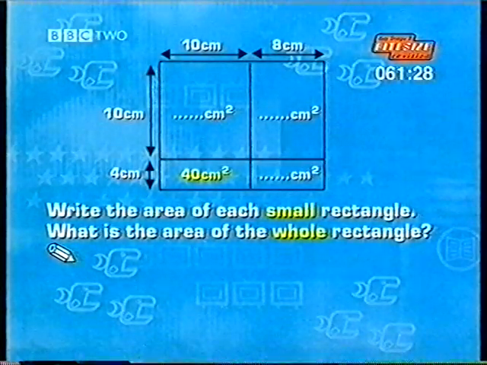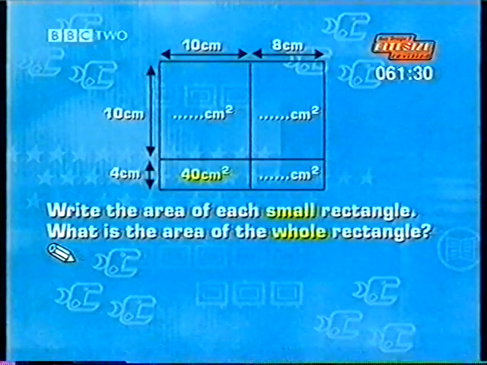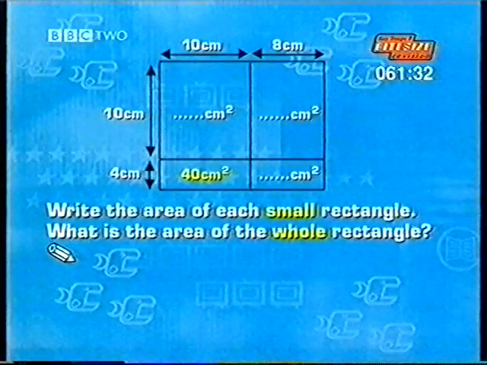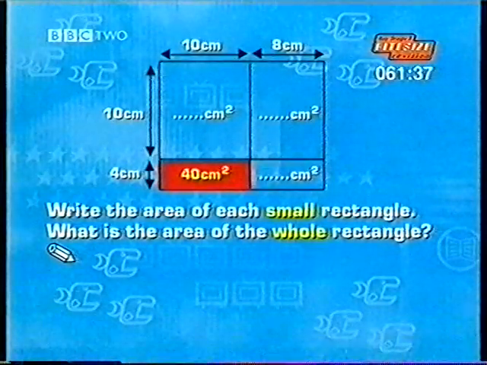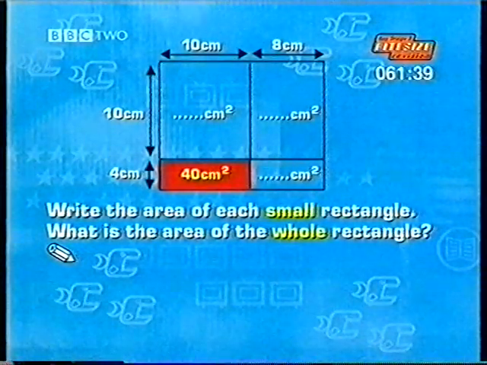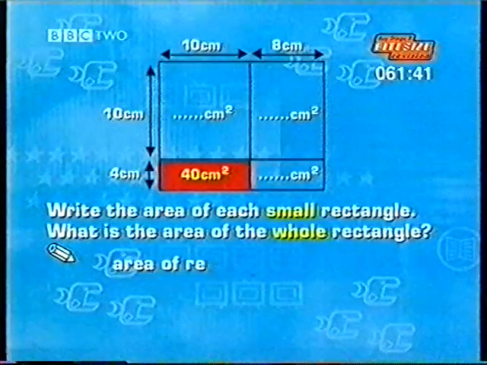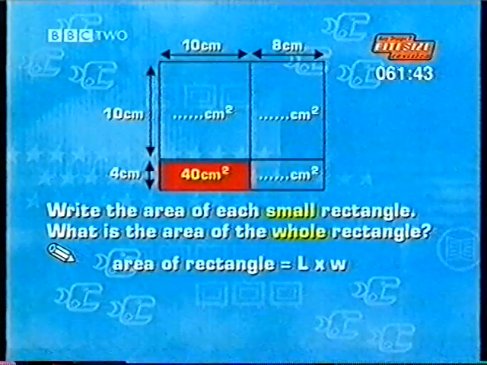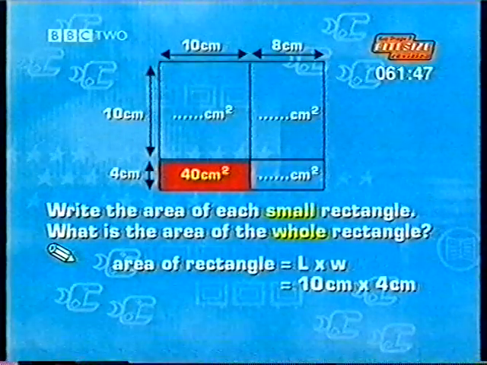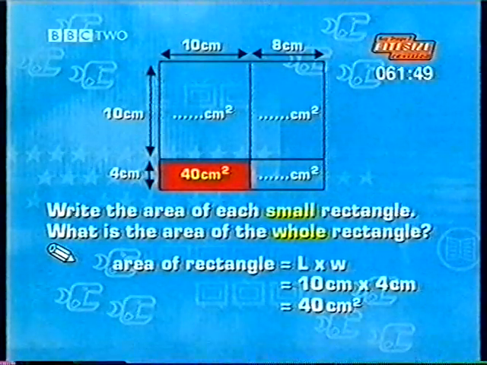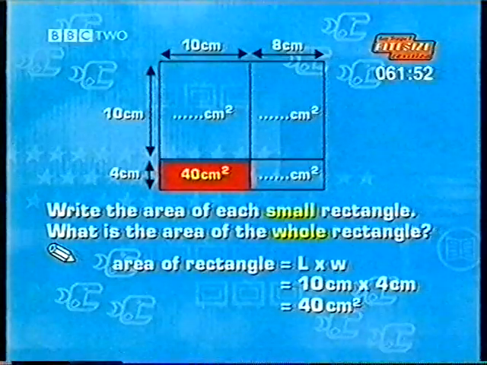The question says that one has already been done, so look at that first. It is this rectangle here, which is 10 centimetres long and 4 centimetres wide. You find the area of a rectangle by multiplying length by width. So that is 10 by 4, and that's how they got the 40 square centimetres here.